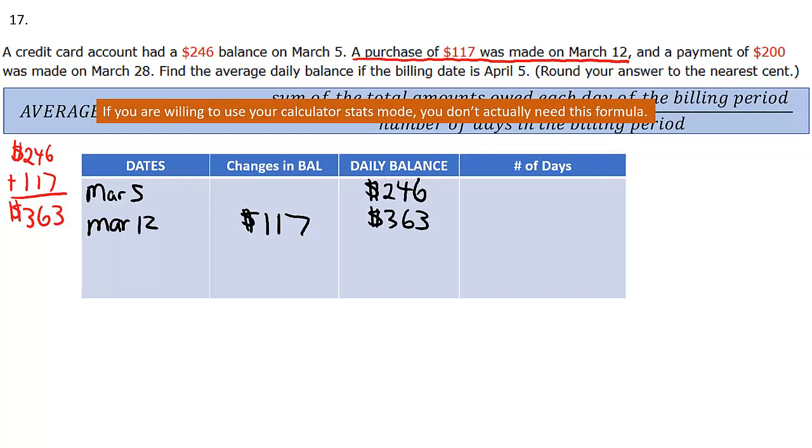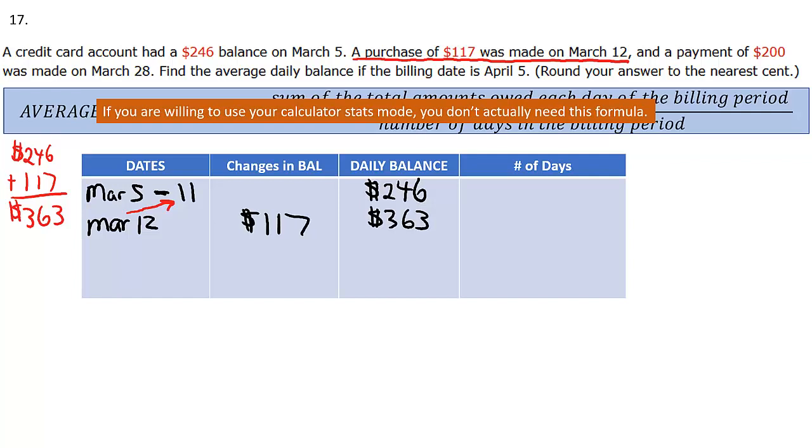Now notice that last column has the number of days. So at some point we've got to calculate the number of days these balances were in effect. And at this point we can go ahead and get started. We notice that if the balance changed on March the 12th, if you go back up to the previous line, that $246 balance must have been valid up until March the 12th, which means it started March the 5th and it ended March the 11th, which is the day before that $117 purchase happened.